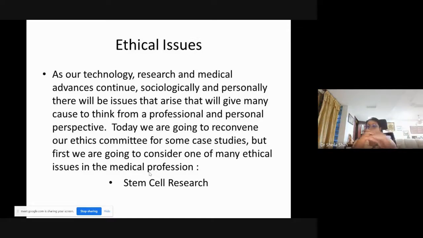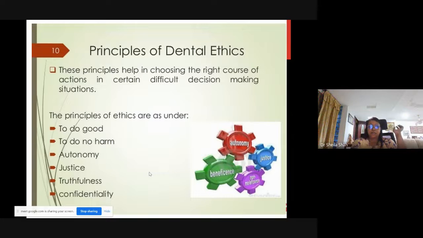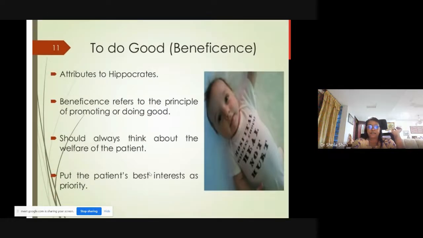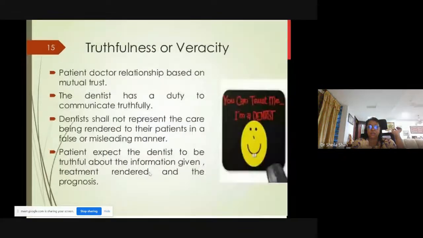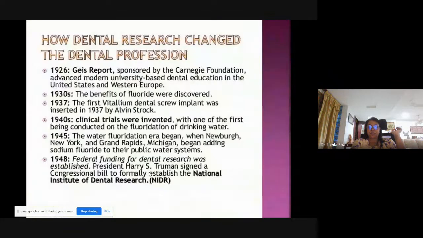Ethical issues will come up a lot in the field of stem cell research, where we have clones. Clones of what? Not Barbie, Dolly, sorry. Yeah, Dolly, where you get another animal using the stem cell. Even humans were talked about, cloning the human. So you can read up on that. And these are the principles of dental ethics that you all have. This one you can just look at.